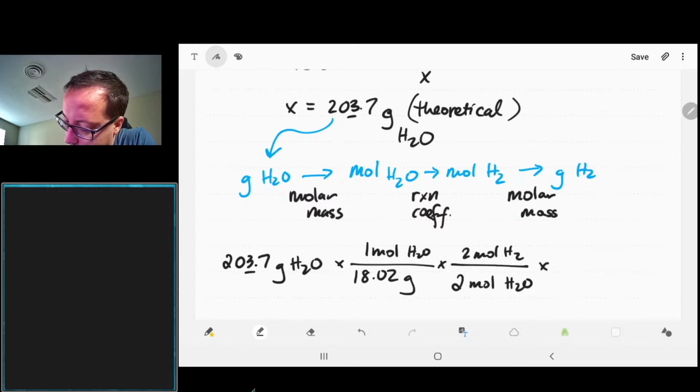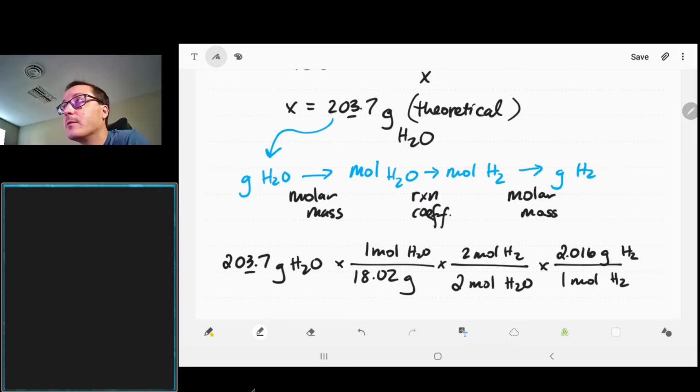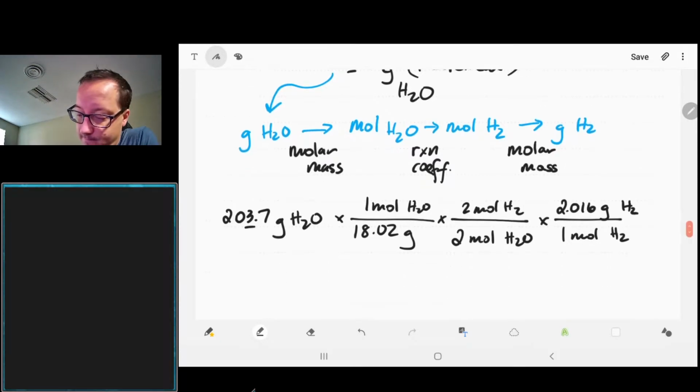And then our last molar mass is going to be 2.016, and these are for hydrogen. So, let's do the math. Notice on my calculator, by the way, I still have all those crazy numbers from before. I'm not going to round it. Remember, try not to round until the very end.